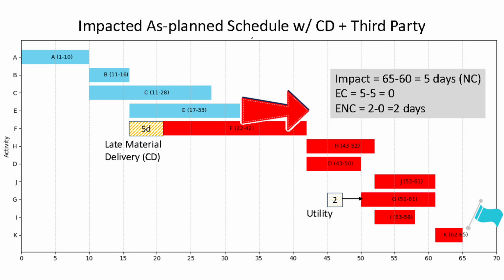To sum up, the contractor is entitled to a 2-day excusable time extension, but isn't entitled to any compensation for delay-related costs. Alright, that wraps up this video on the impacted as planned method.